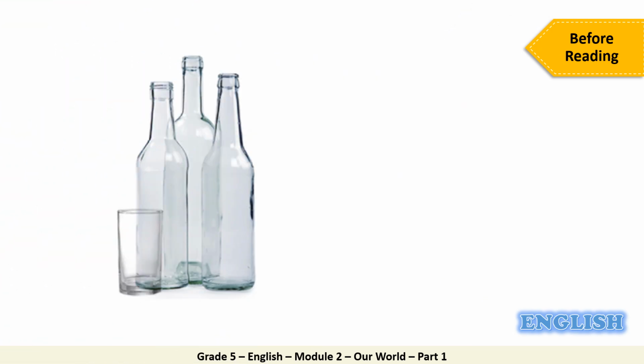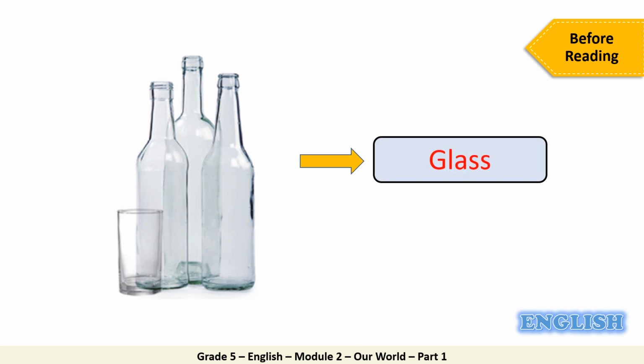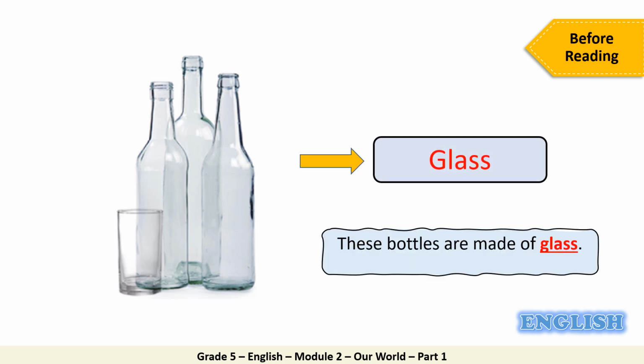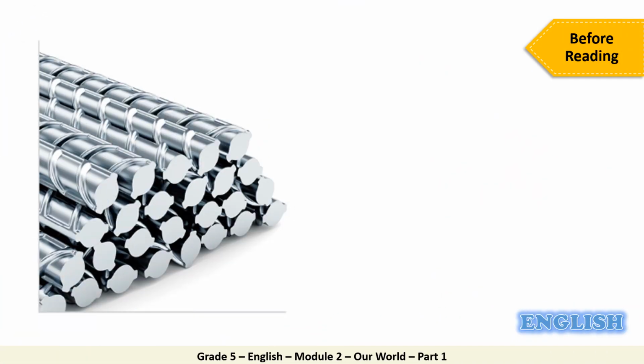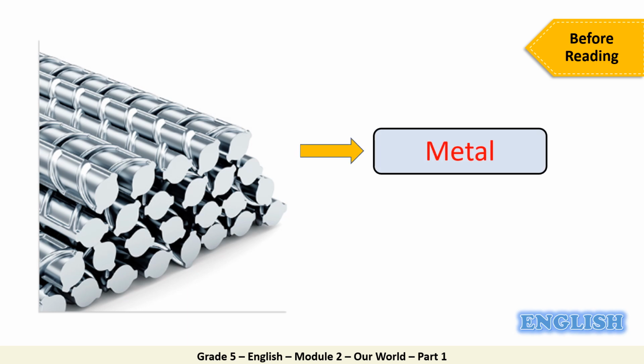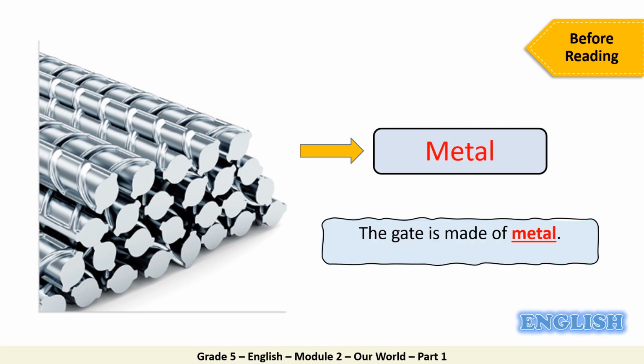Look at this picture. What can you see? Yes, bottles. What are they made of? Are they made of plastic? No, they are made of glass. For example, these bottles are made of glass. Look at this picture. You will see another material, but this one is used to make cars. It is a very strong material. It is metal. For example, the gate is made of metal.